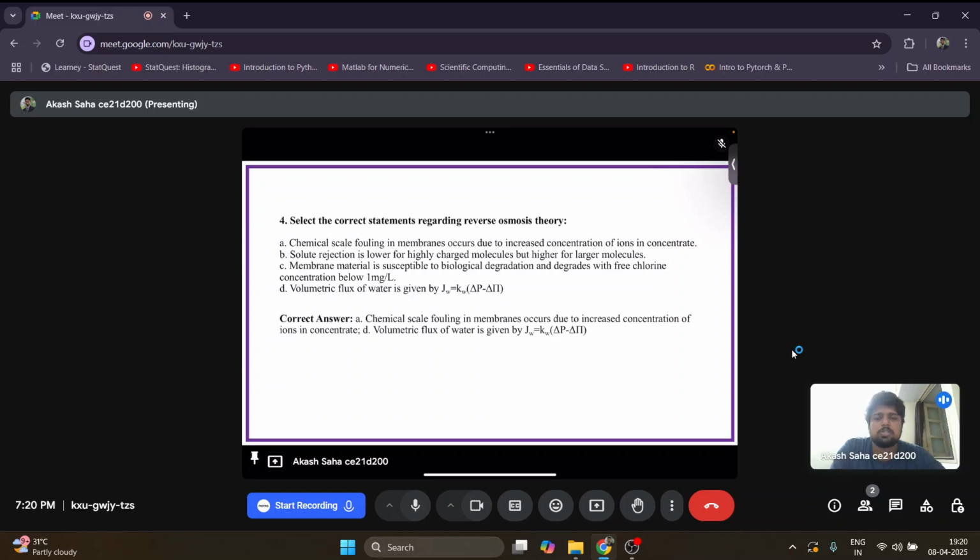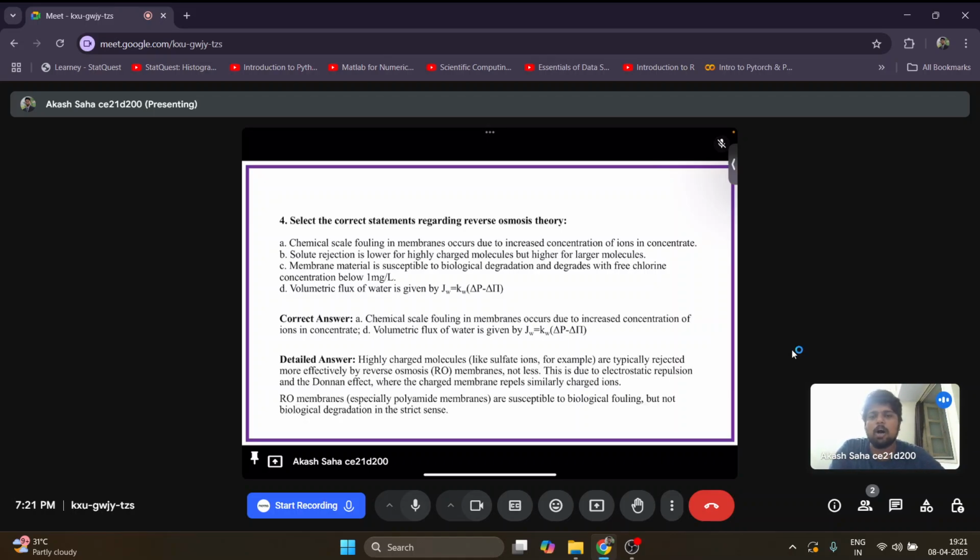Okay, so the correct answers are A and D. So definitely chemical scale fouling will occur on the membranes due to the increased concentration in the concentrate, and also the volumetric flux equation that has been given is correct, so there is no doubt about it.